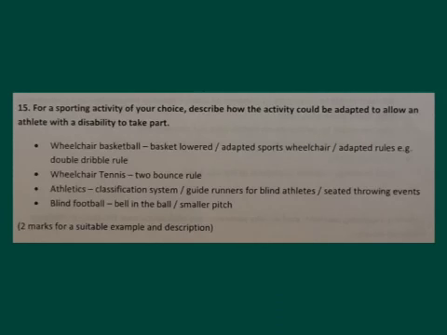Question 15 was answered really well by most people. So this gives you a bit of choice in this question here. You're choosing a sporting activity and describing how it can be adapted so that an athlete with a disability can take part. In the mark scheme it gives some examples, and these examples were used by most people, but it says a suitable example underneath. So if you came up with a different example to one on this list, you could still get credit for it. It just gives some examples in the mark scheme.